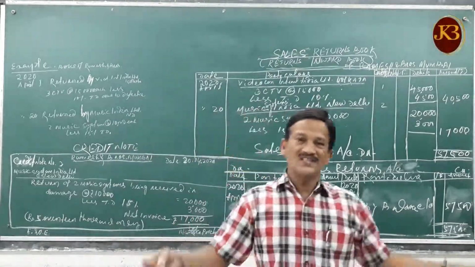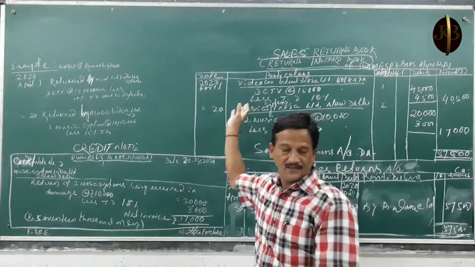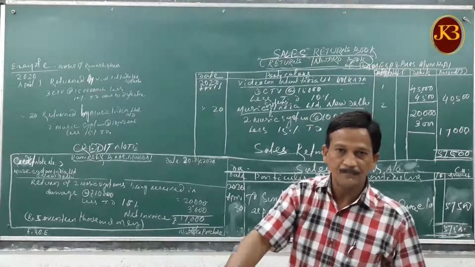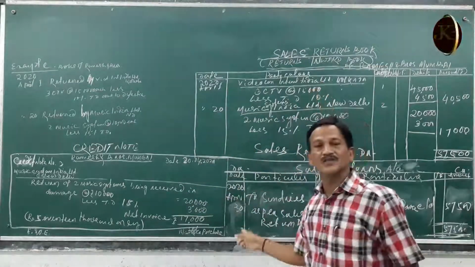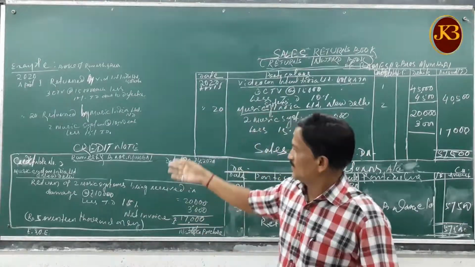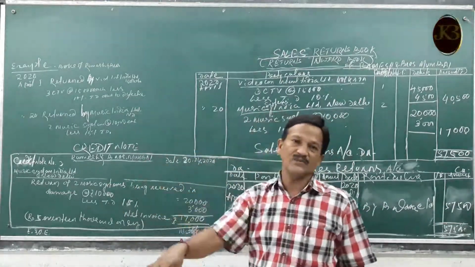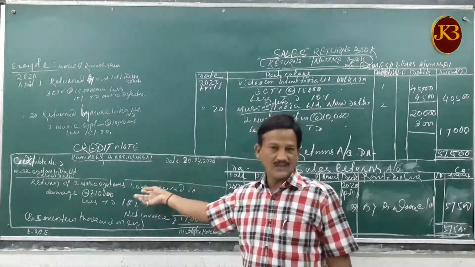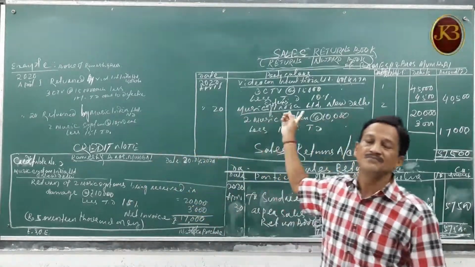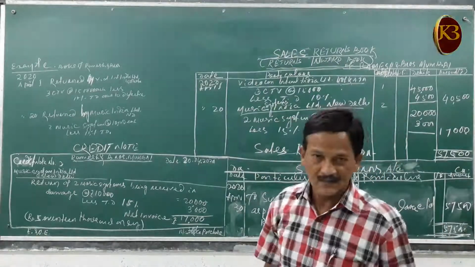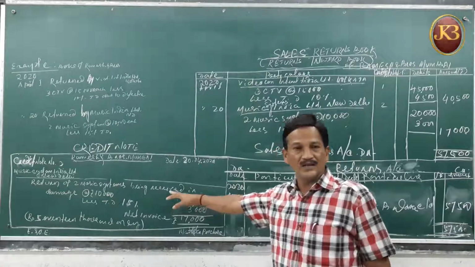So today you have understood the purchase return book, the sales return book, and their posting to the ledger account. Two other things you should know: one is the debit note, prepared at the time of purchase return of goods, and the other is the credit note, prepared at the time of sales return of goods on credit. So those are the two notes you have to prepare.